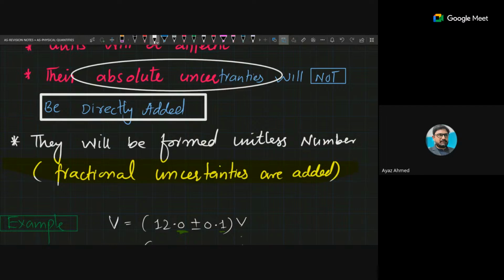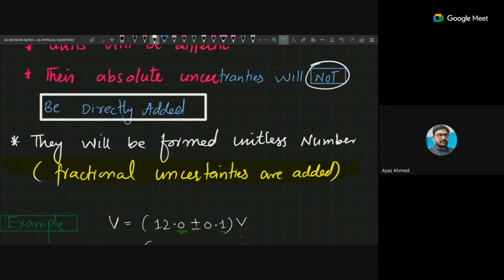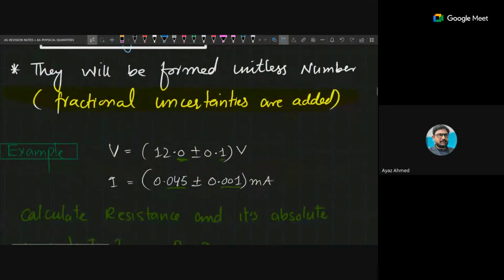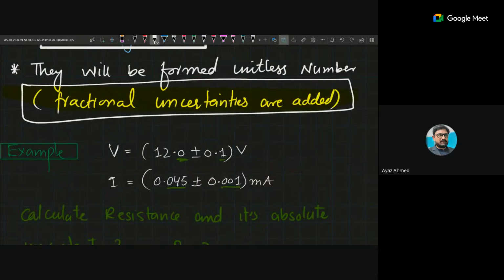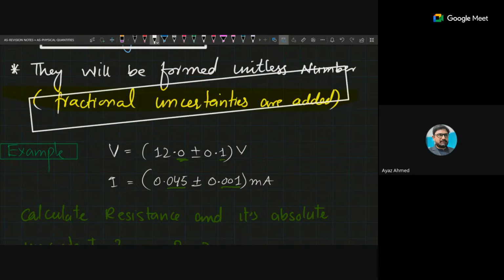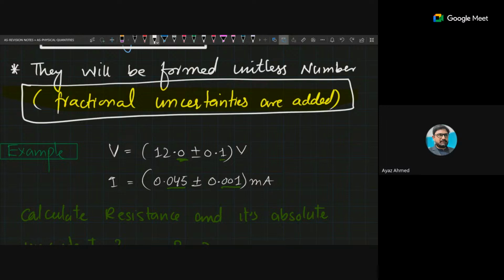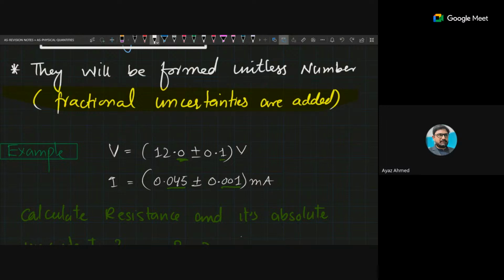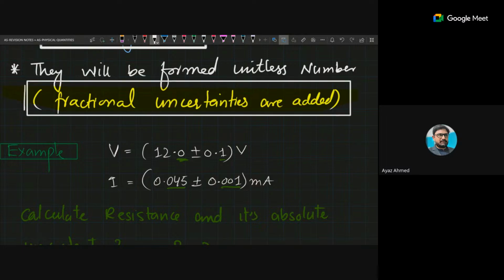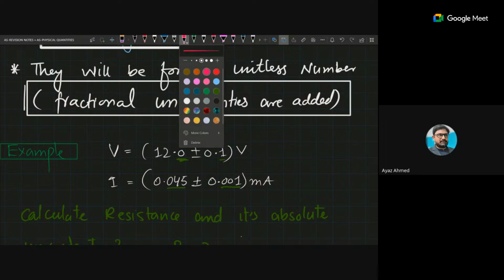Sorry, my correction: the absolute uncertainties will not be added directly. What we will do is add their fractional uncertainties. Sorry, I was making a mistake over here, right? So we will add their fractional uncertainties, or percentage uncertainties. So remember this thing. This is a very important statement for you. I have highlighted that with a certain color, but I believe that it is not visible to you. Now maybe it is. So please consider that.